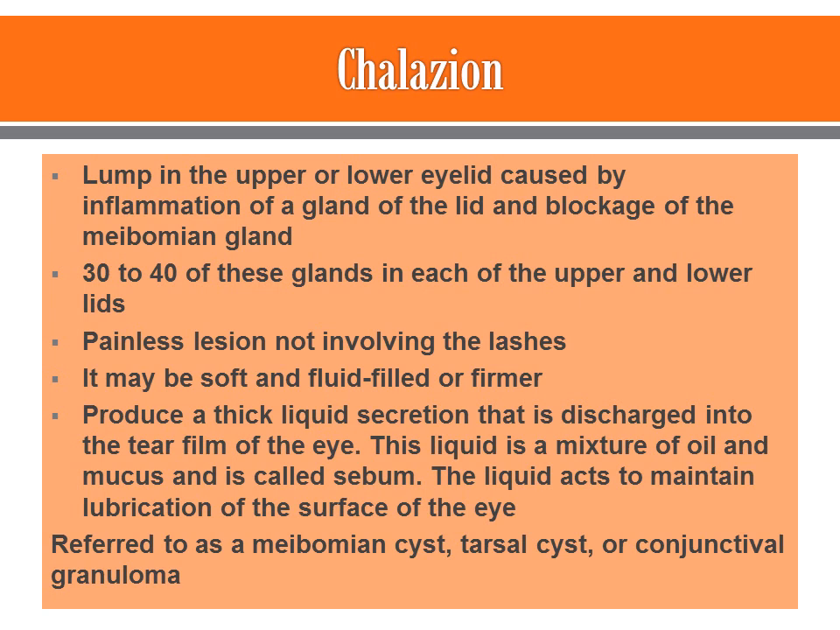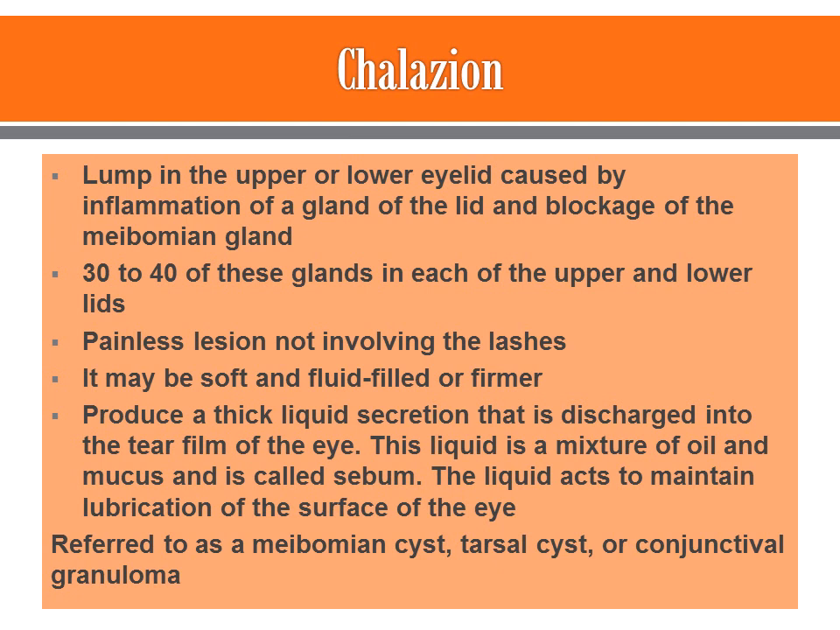So the chalazion is a lump in the upper or lower eyelid, which is caused by an inflammation of the gland of the lid. It starts out as a very small, red, tender, swollen area of the eyelid, and in a few days it does change to a painless, slow-growing lump, probably around the size of a pea.